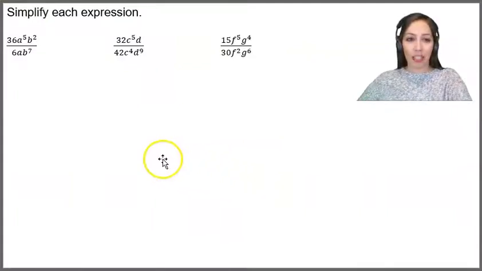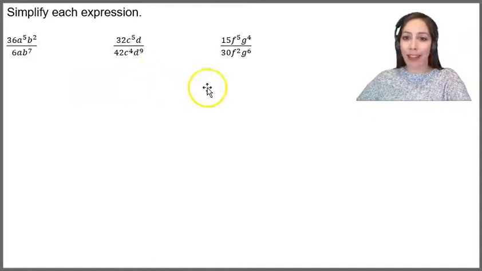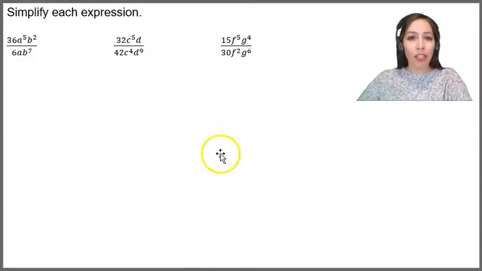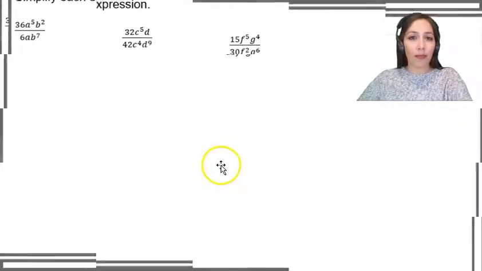Simplify each expression. We have 36a to the 5th b squared over 6ab to the 7th, 32c to the 5th d over 42c to the 4th d to the 9th, and 15f to the 5th g to the 4th over 30f squared g to the 6th. How am I going to simplify each of these rational expressions?